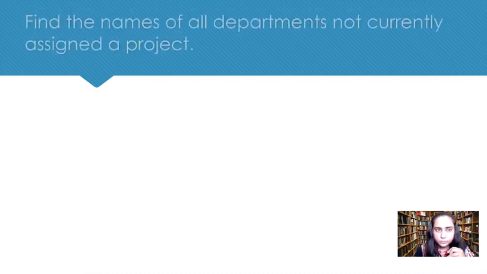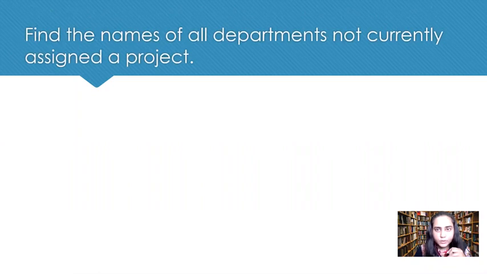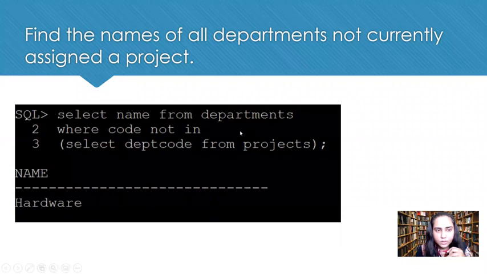Now we are going to explore another concept in SQL subqueries, which is using NOT IN. So last time we used the keyword IN, and now we are going to try and use NOT IN. This is the question. Find the names of all departments not currently assigned a project. So this is where you are going to use the keyword NOT IN, and it looks like this. So we are writing select name from departments where code not in, select dept code from projects.